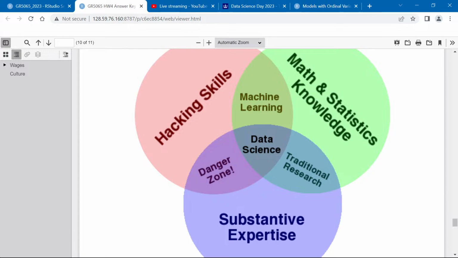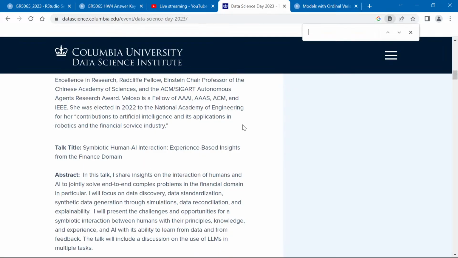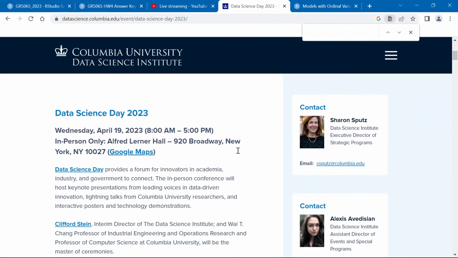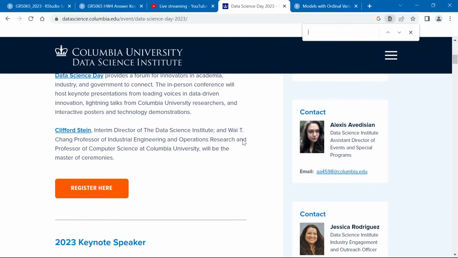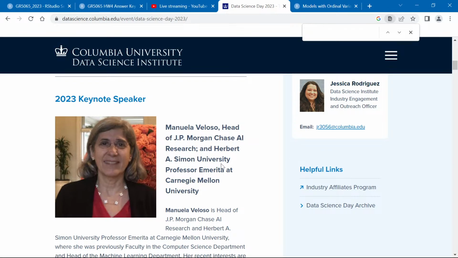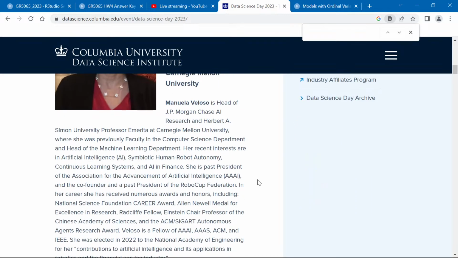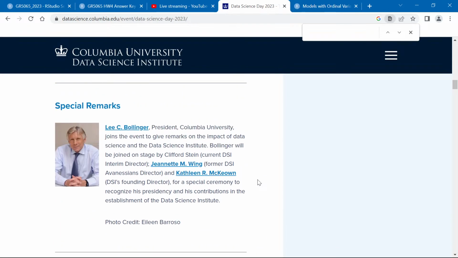And so to take an extreme but common example of that, Data Science Day. I'd say every day is Data Science Day these days, but Data Science Day is happening at Columbia next Wednesday. I think it's free for students. The Data Science Institute is going to be having all kinds of speakers, posters, presentations, some of them from data science students in that program, but also from people in industry like this person from JP Morgan Chase. Lee Bollinger is going to be there. So it's got to be pretty important if Lee is going to show up. Jeannette Wing, who used to run the data science program. Kathleen McKeown, who's the founding director, etc.